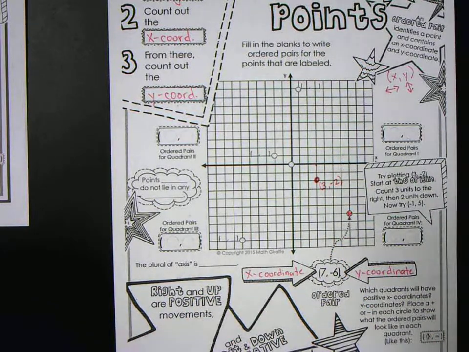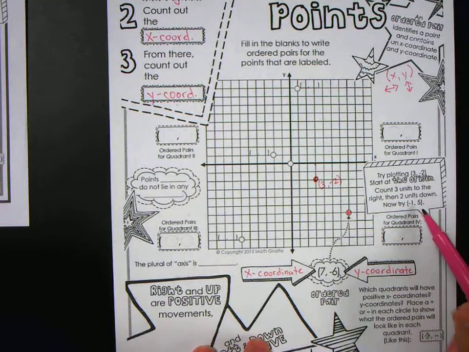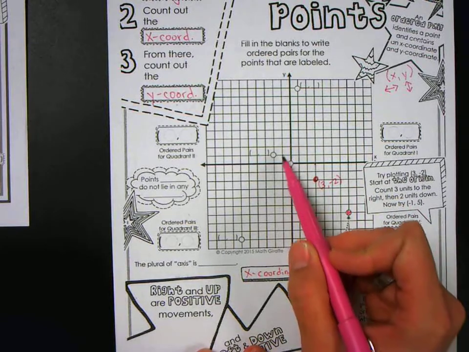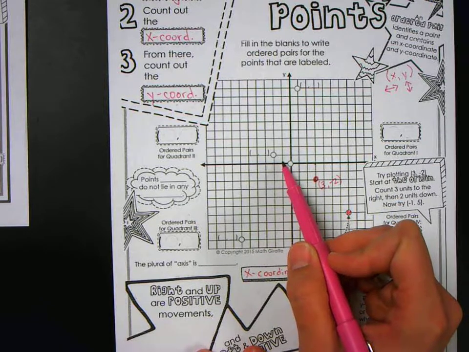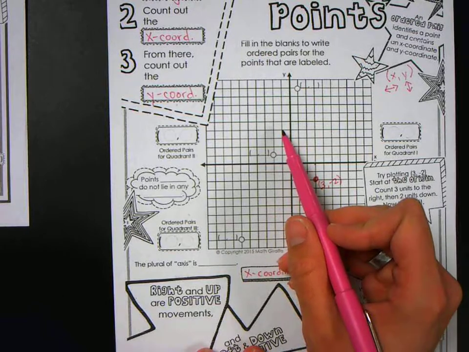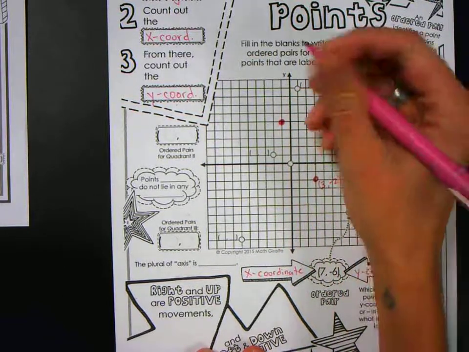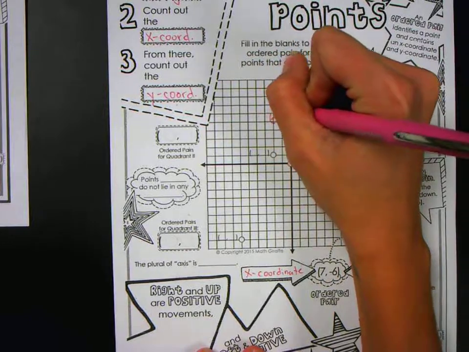Let's try the other example. Now try -1, +5. So -1, I'm going to start at the origin. I'm going to go left 1 because it's negative. From here, I'm going to go up 5 because 5, our y coordinate, is positive. 1, 2, 3, 4, 5. And then I want to label this -1, +5.